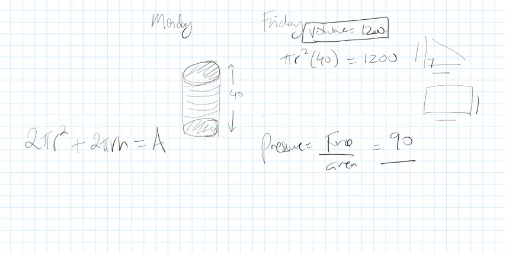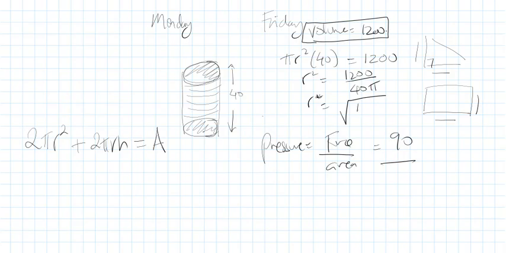Okay? Then from here, you're going to make r square the subject of the formula. So it's 1200 divided by 40 pi. This gives you the value of r square. And then r will be, yes, Sean.